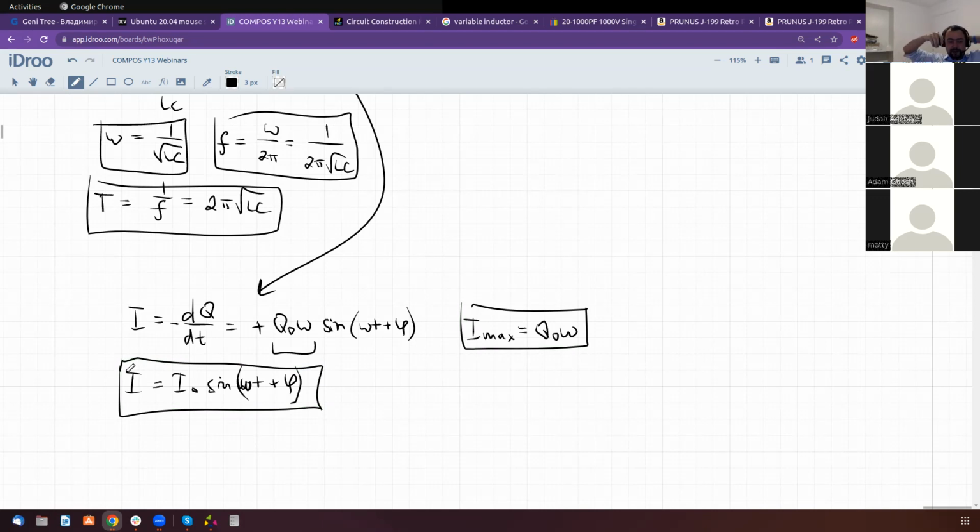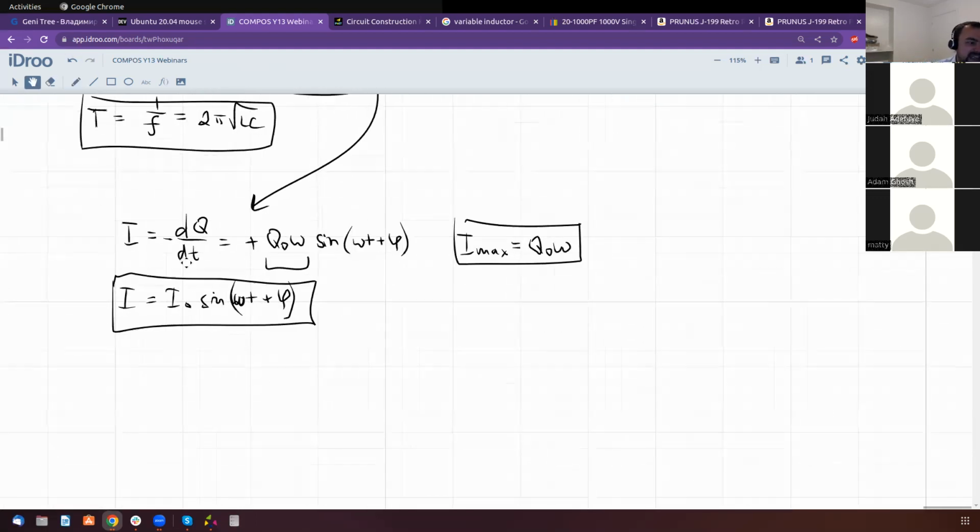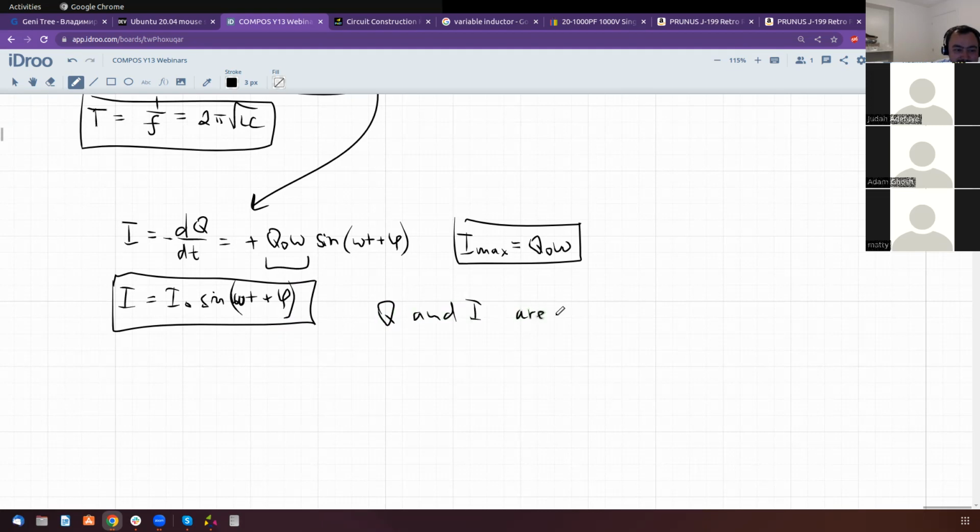Because when the charge on the capacitor is maximum, the current is 0. And when the charge on the capacitor is 0, the current is maximum. So they are not in anti-phase, but they are pi over 2 out of phase. Current and charge, Q and I, are out of phase.